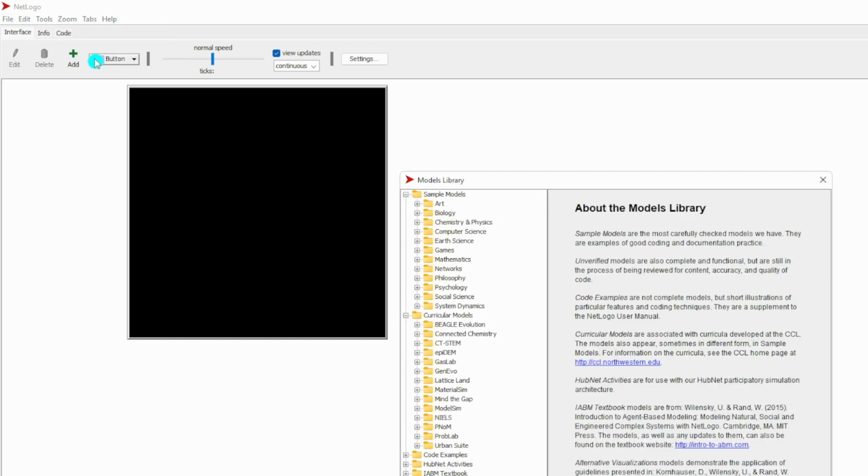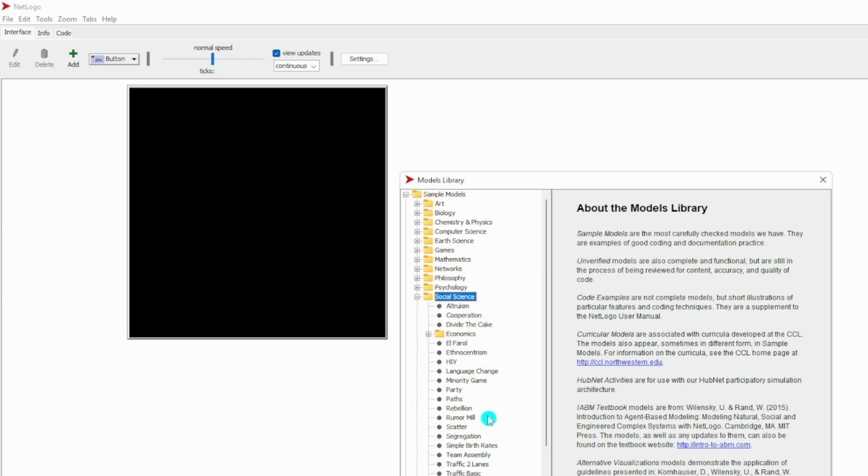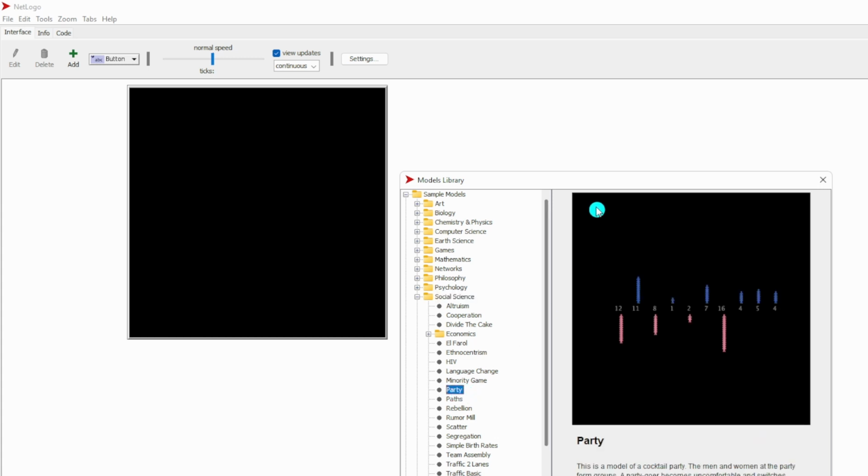In this video, I'll use NetLogo to demonstrate how to look at the patterns of how people cluster together in social settings. The model we are going to use is called Party. To access the model, we go to File, Models Library. Our model is under the folder Social Science. And we select our model, which is called Party.